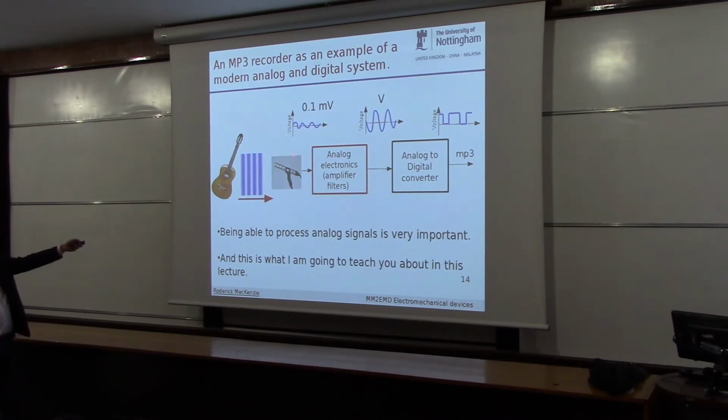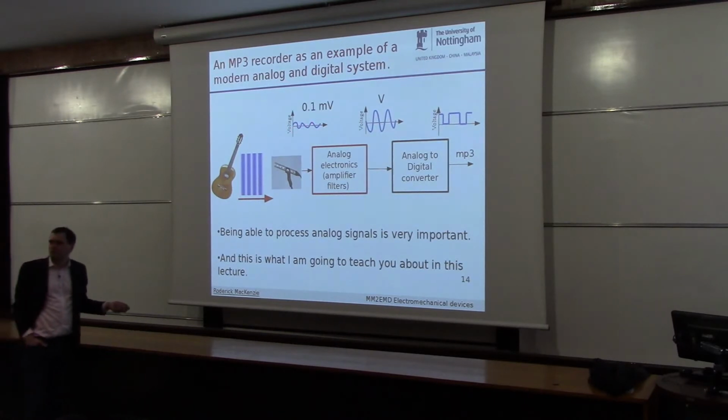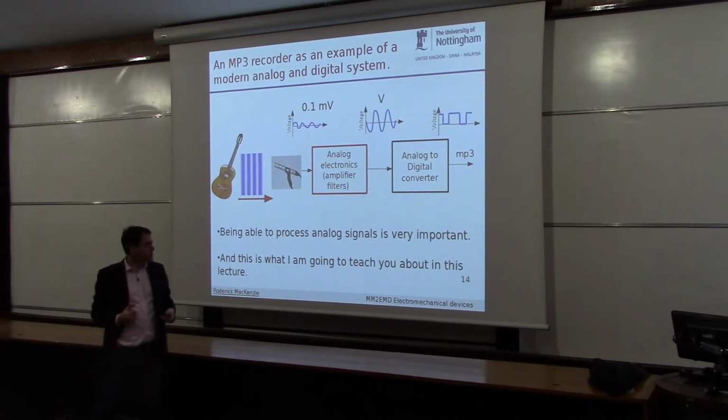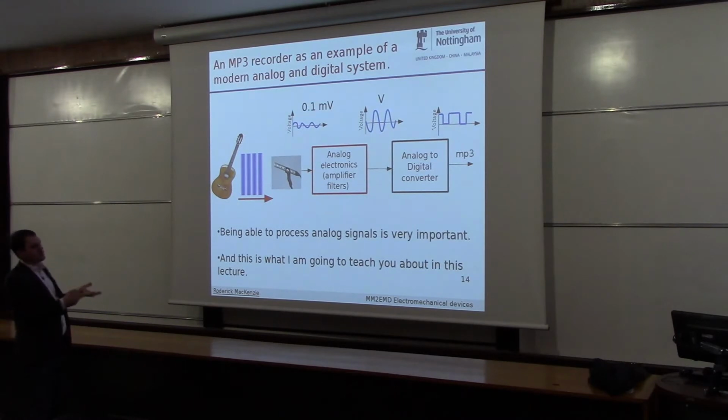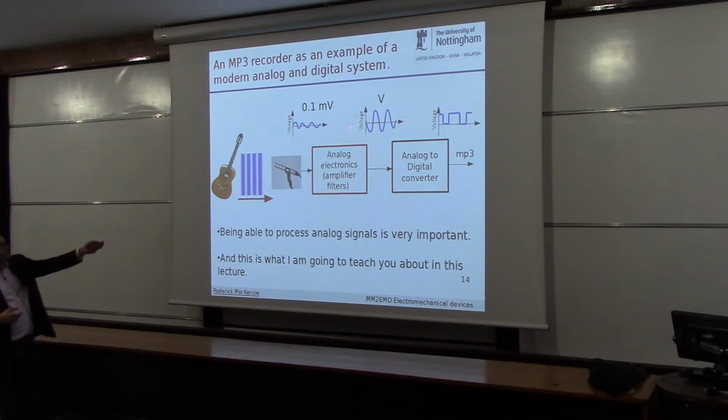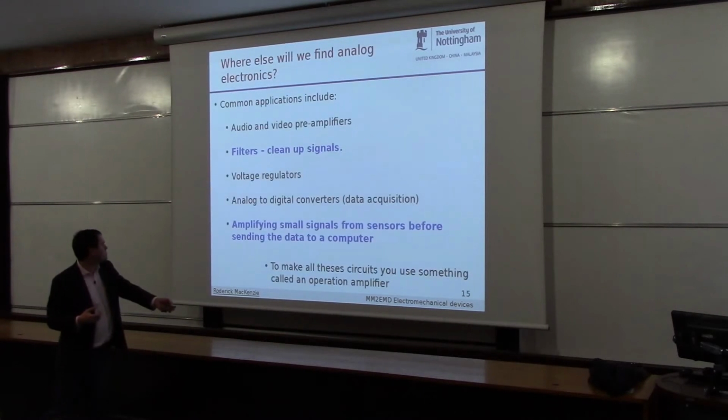And then this analog signal, a very, very small analog signal, maybe 0.1 millivolts, will have to be amplified by your analog electronics. So very often the signal that comes off sensors is just too small to do any processing with. So you need to boost that signal to something a bit bigger before you send it to your digital electronics.